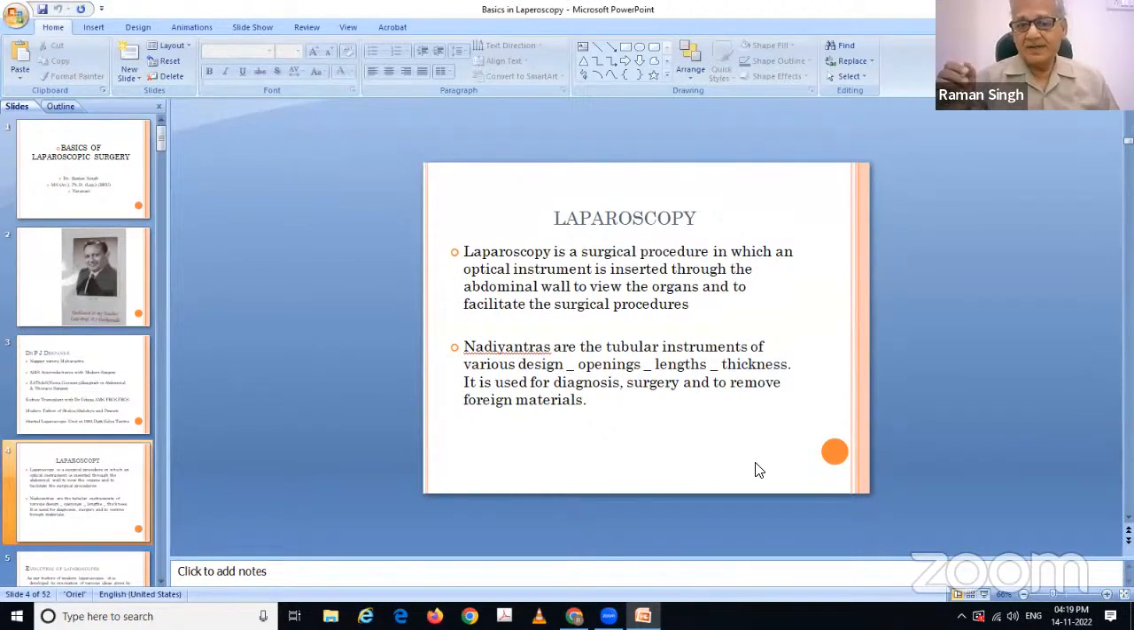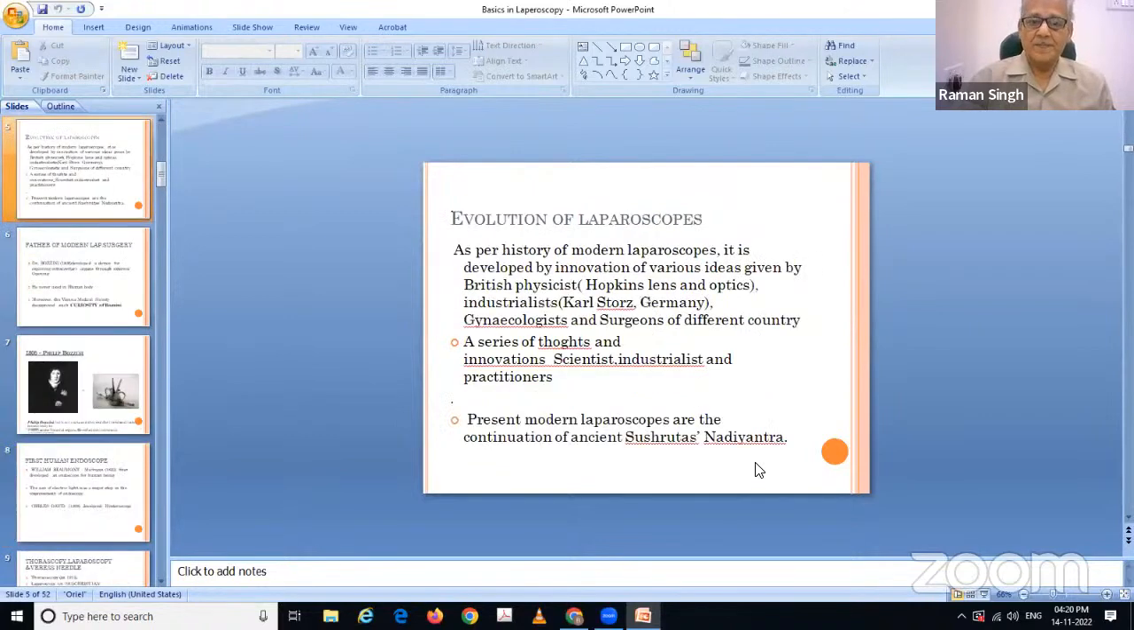And Dr. Deshpande asked me that when you read this sloka, there is a total description of the laparoscope. Whatever laparoscope you are getting these days, the principles of the laparoscope are nothing other than what Sushruta described thousands of years ago. So laparoscopic surgery is nothing but a modification of the Nadi yantra that Sushruta described thousands of years before.